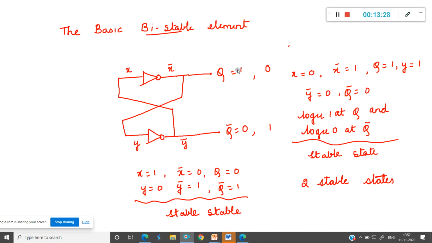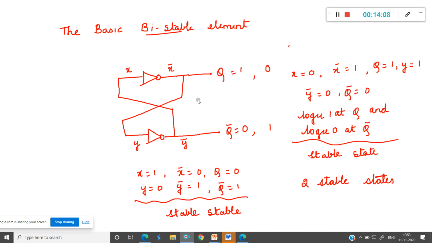The state of the basic bistable element is given by the signal value at the Q output terminal, and hence the Q output terminal is called the normal output, whereas the Q bar output is referred to as the complementary output. When this device is storing a 1, it is said to be in its 1 state or set state. On the other hand, when the device is storing a 0, it is said to be in 0 state or reset state.